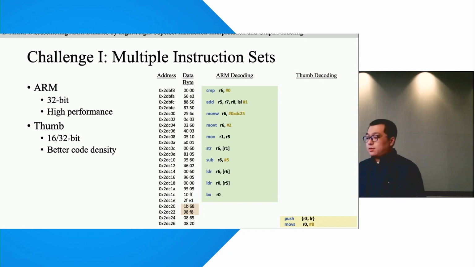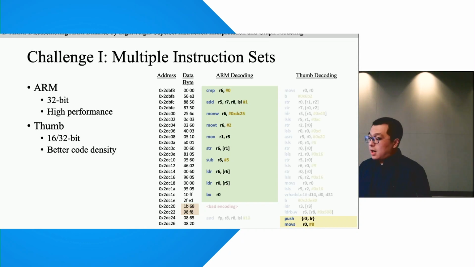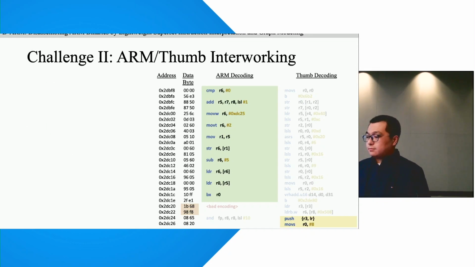As ARM and Thumb instructions share the same encoding space, a sequence of 4 bytes usually could be decoded as either one ARM instruction or as one or two Thumb instructions. Both decoded instruction sequences could look legitimate. This makes ARM disassembly challenging. Besides identifying the instruction boundaries, we also have to decide which instruction set it is.